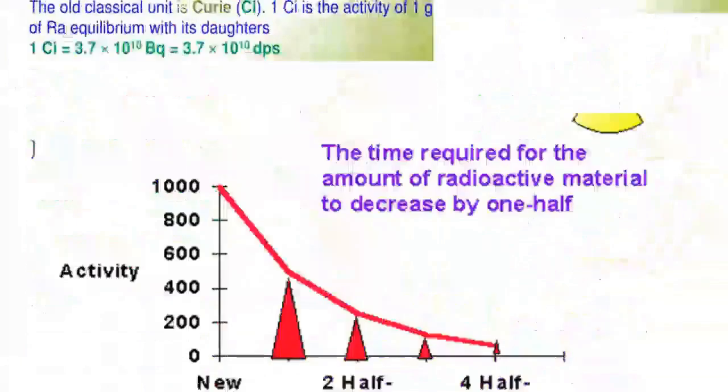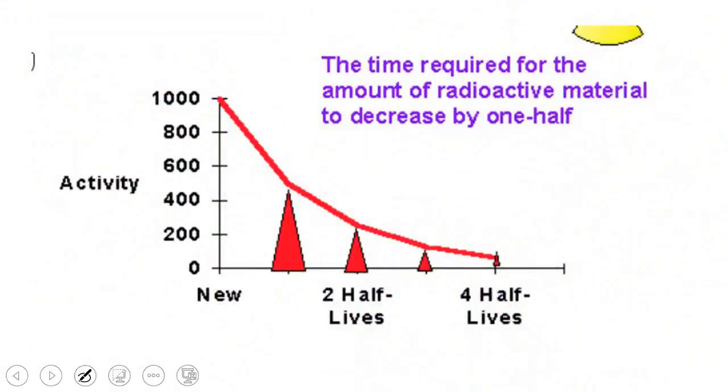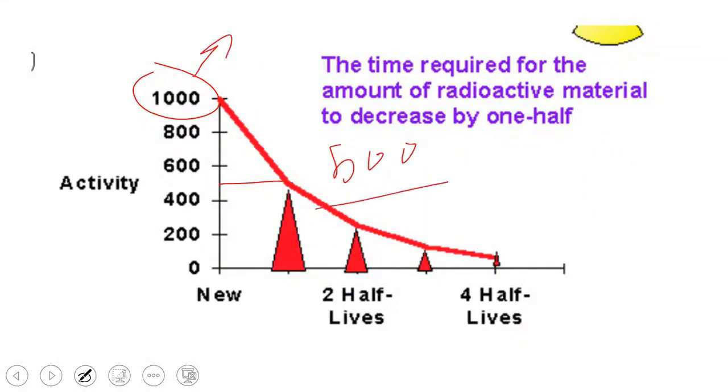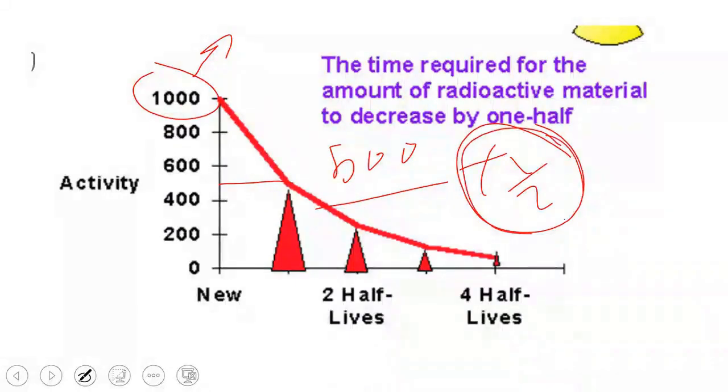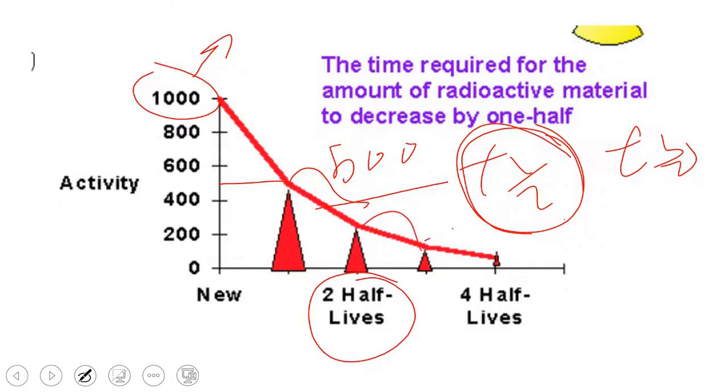Now, after a certain time, if your radioactivity was 1,000, for example, and after some time it reached 500, that means it was initially 1,000 disintegrations per second and is now 500 disintegrations per second, right? What does this mean? It means you have reached something called half-life, T-half, which is the time required for the amount of radioactive material to decrease by half. So after the half-life it reaches 250, then the second half-life, the third half-life, and so on.